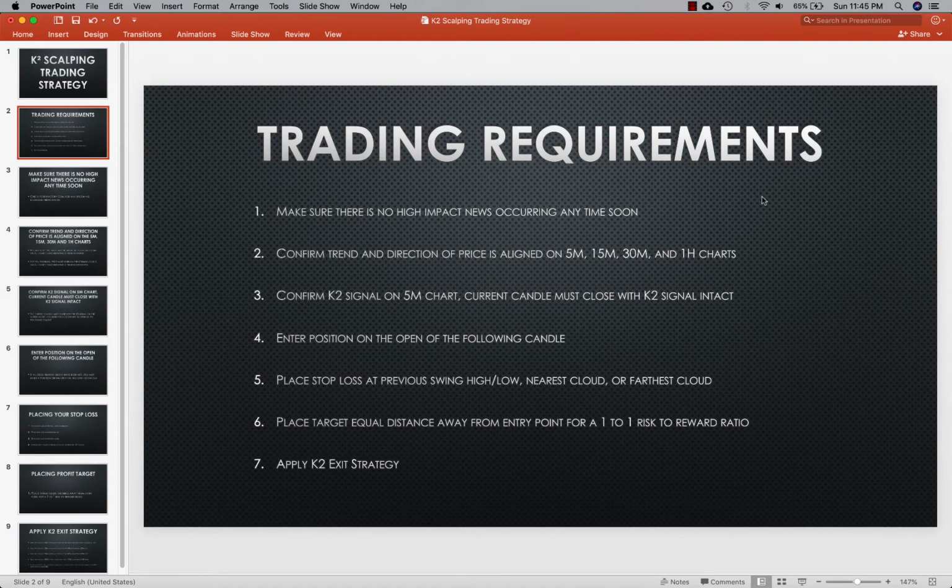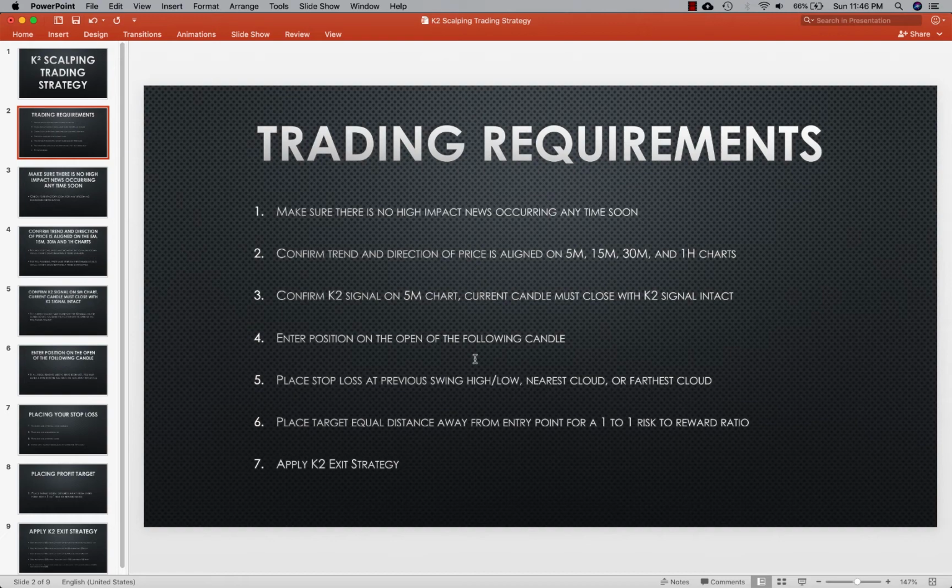So looking at the trading requirements, first thing you'll do is make sure that there's no high impact news occurring anytime soon. And then after that, you'll confirm that the trend and direction of price is aligned on the 5-minute, 15-minute, 30-minute, and 1-hour charts. And after that, you'll confirm that the K2 signal is on the 5-minute chart. You must confirm that it closes, so you have to wait for that current candle to close and make sure that the signal is still up. And if all of these three requirements are met, then you can enter on the open of the following candle.